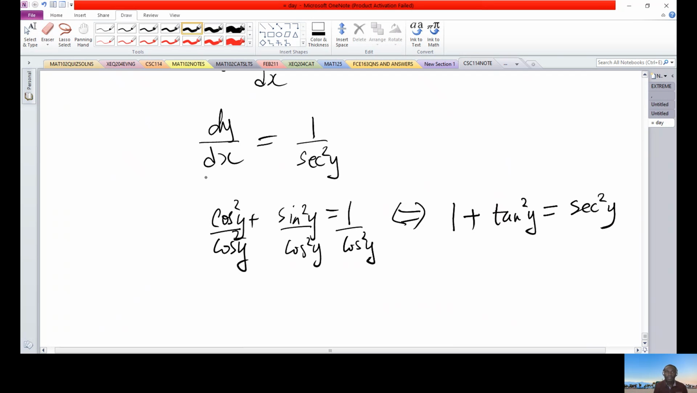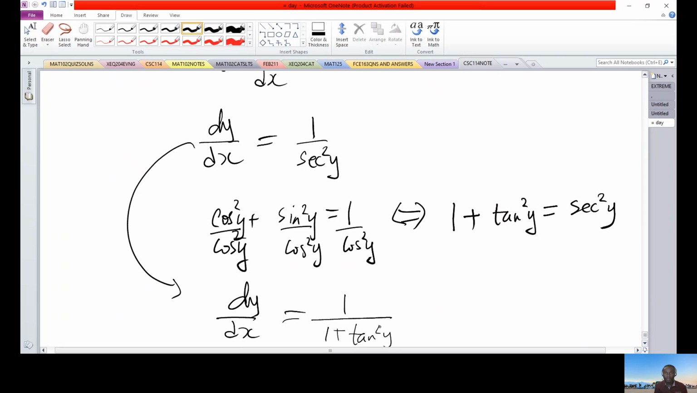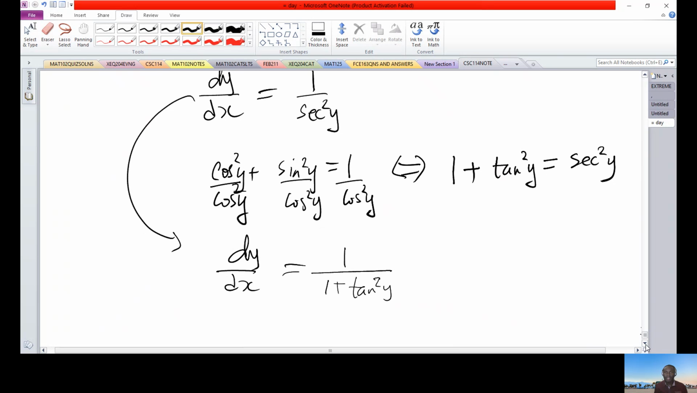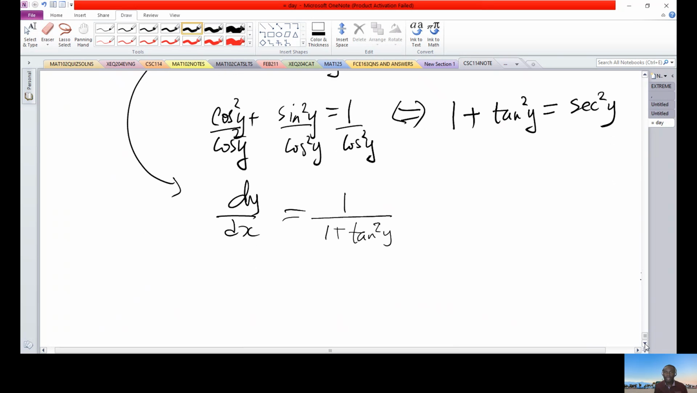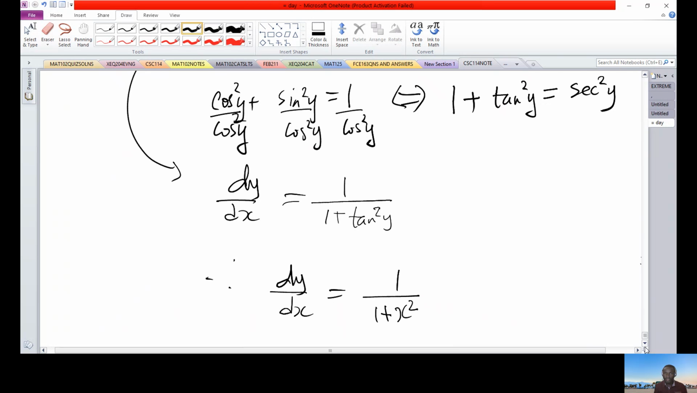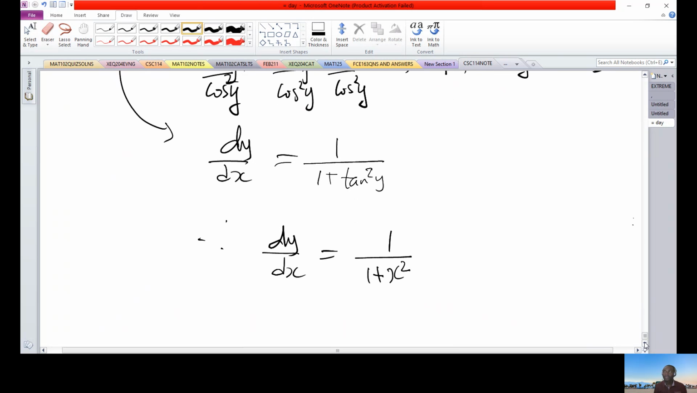So which means that this equation can be written as dy/dx equals 1 over, in place of sec squared we write 1 plus tan squared y. But remember, from the word go, tan y is given by x, so tan squared y will be x squared. Therefore, dy/dx will be 1 over 1 plus x squared. So this becomes the solution.